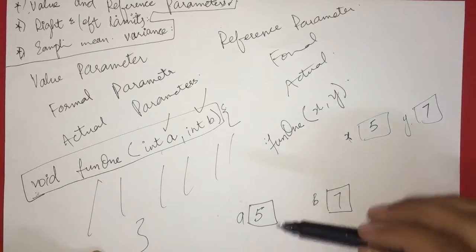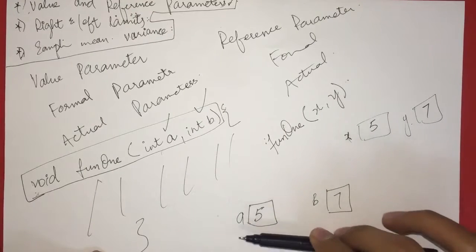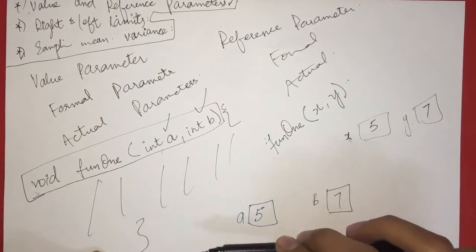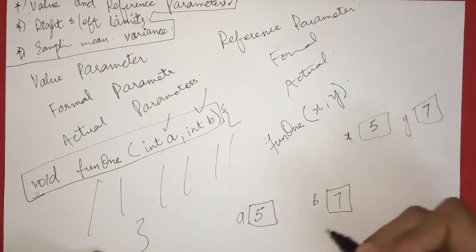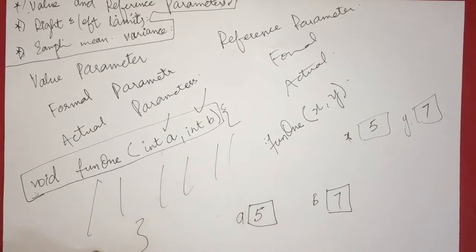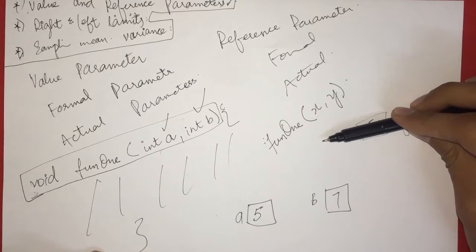Once the value is copied into your formal parameters, these formal parameters are going to manipulate the data which they got from your actual parameters, and then they will have no connection with your actual parameters.